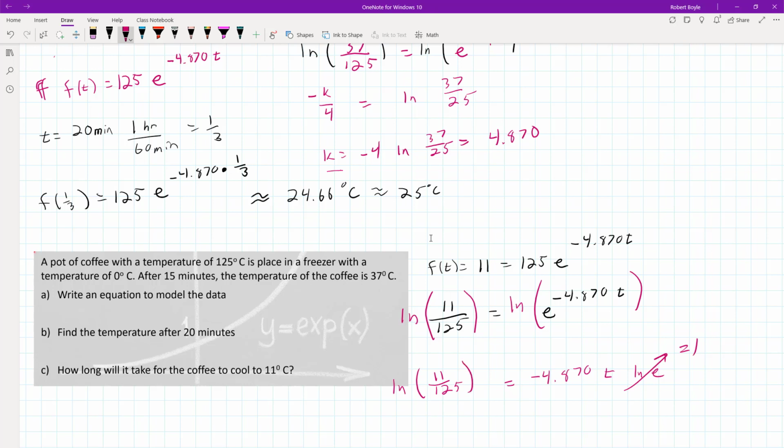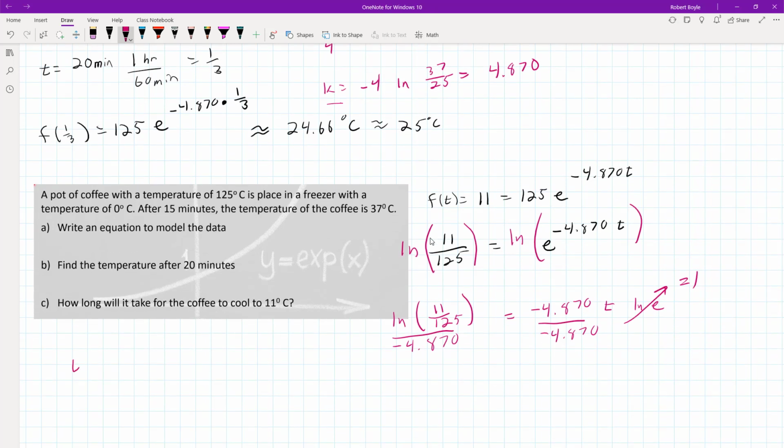Okay, so now we want to divide both sides by negative 4.870, and then that is going to give us that t is equal to the natural log of 11 over 125 divided by negative 4.870, and that is going to give us 0.499 hours, which will round to a half of an hour.